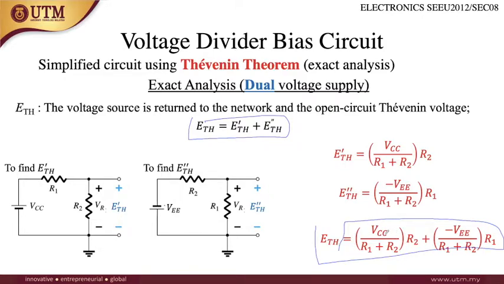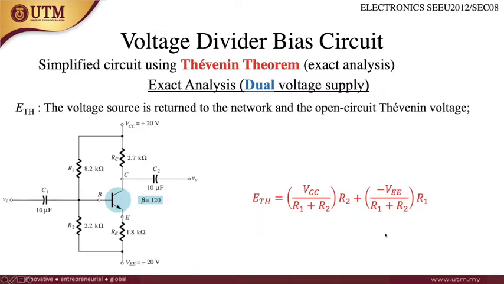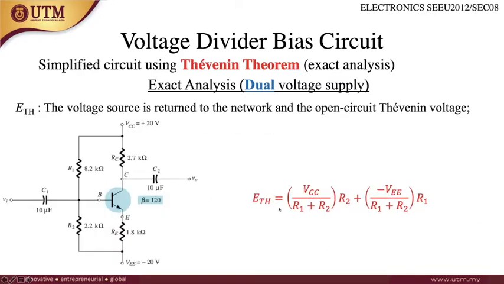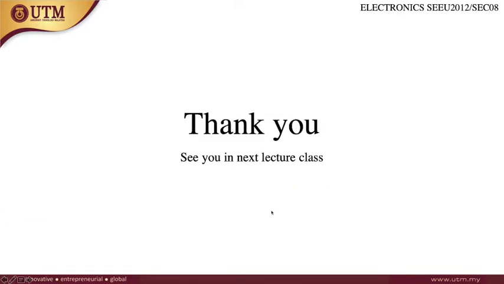So to answer the question from yesterday, why it is R1? The reason is because of how VEE is connected. The configuration of VEE when VCC is grounded is like this. And E prime prime TH is parallel to resistor R1. Okay, so I hope it's very clear with this explanation. Okay, so thank you.